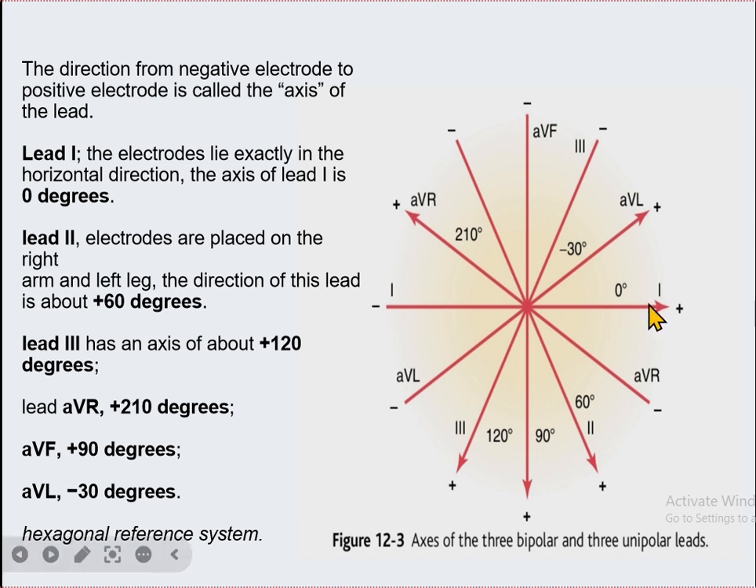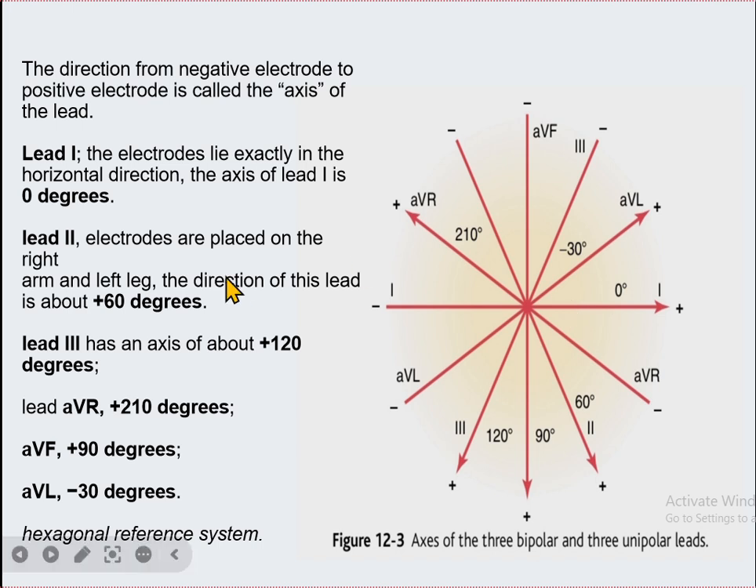Then we have lead 2, which is moving from the right hand to the left leg. Imagine Einthoven's triangle as an equilateral triangle, meaning the angle between its apices is 60 degrees. So for lead 1, since it comes from the right hand going to the left leg, we take 60 degrees from the 0 baseline.